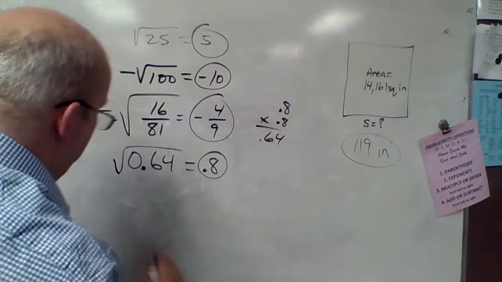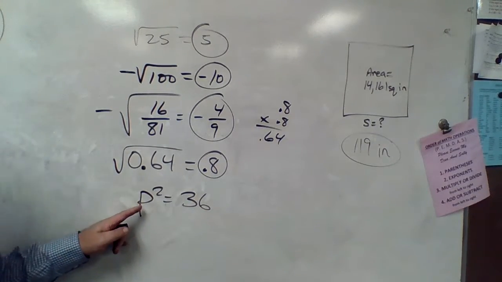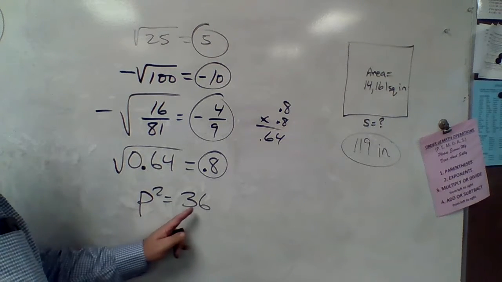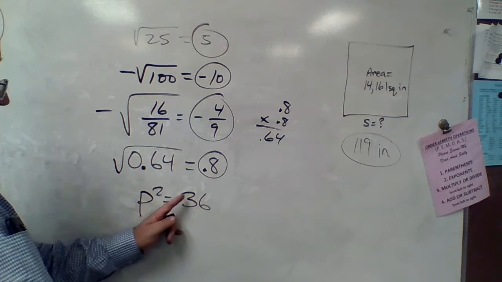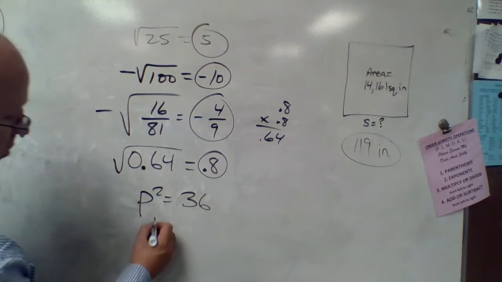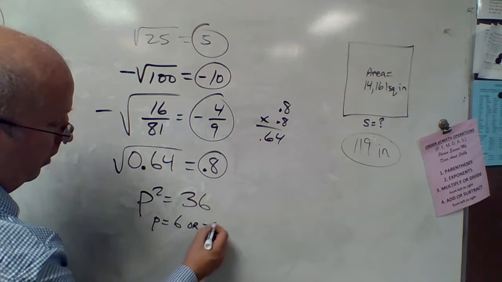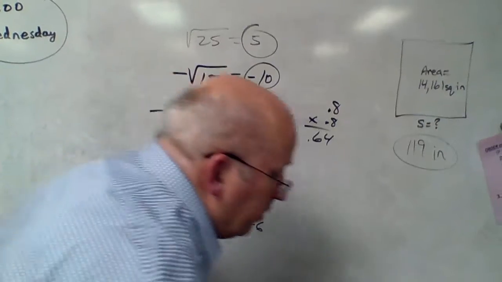P squared equals 36. And they want to know what P is. What number times itself gets us to 36? And the answer in this case is either 6 or it could be negative 6, right? 6 or negative 6. How about the next one?